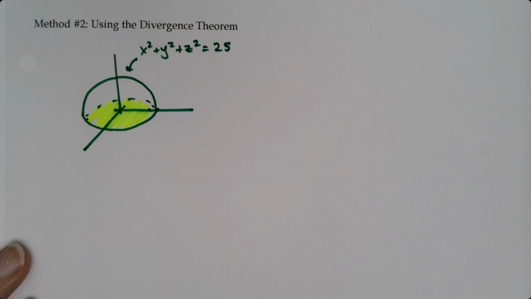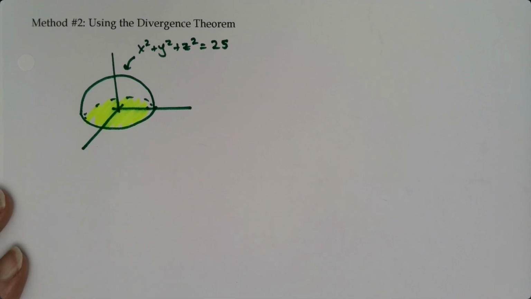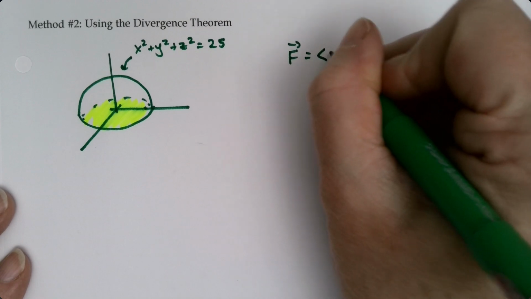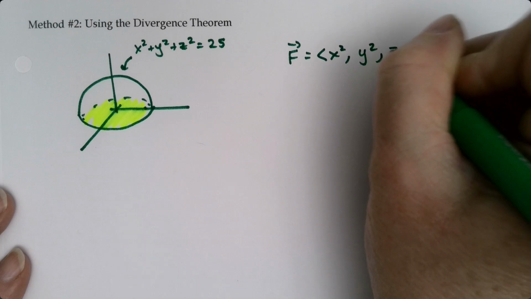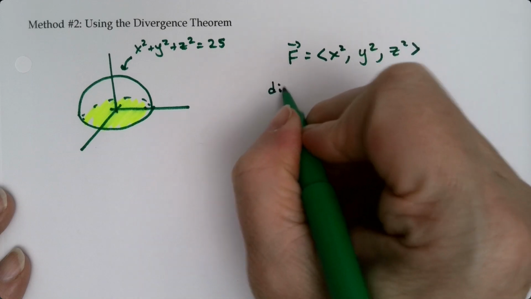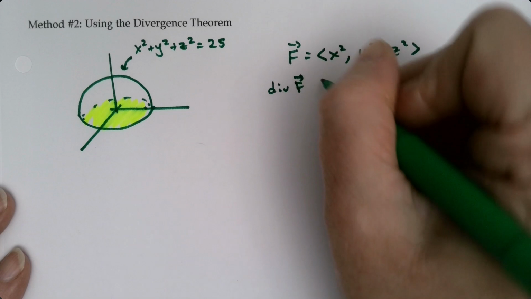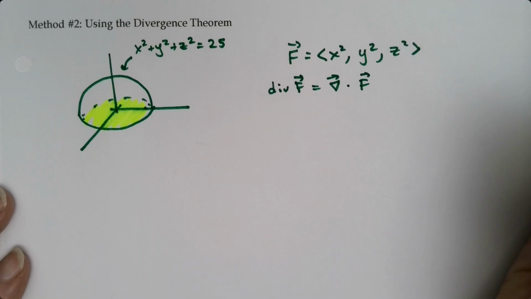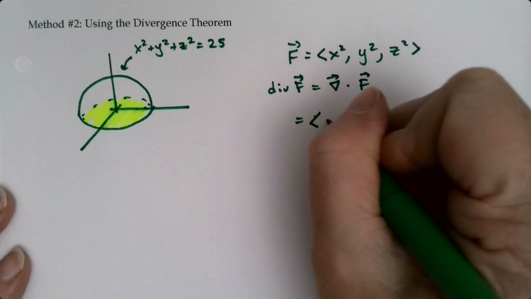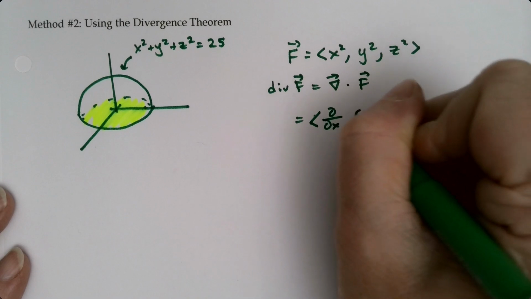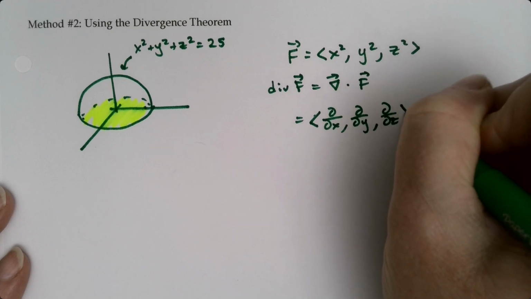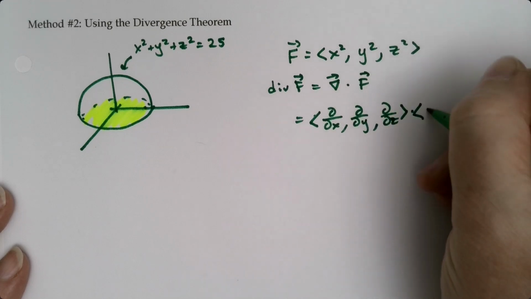Okay, now to use the divergence theorem, we're going to need F, the vector field, and we're going to need the divergence of F. So let's find those things. So F was x squared, y squared, z squared. And I need the divergence of F, which is the dot product of the del operator and F, which would be the partial with respect to x, the partial with respect to y, the partial with respect to z of x squared, y squared, z squared.